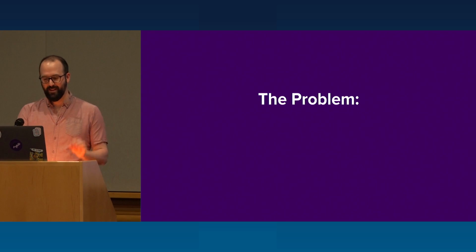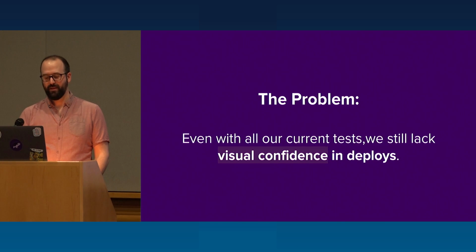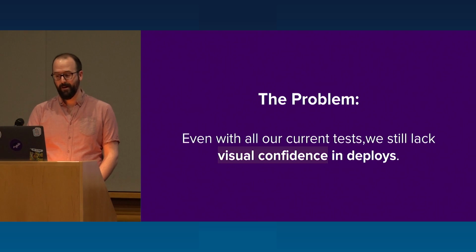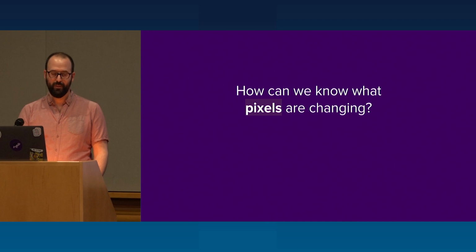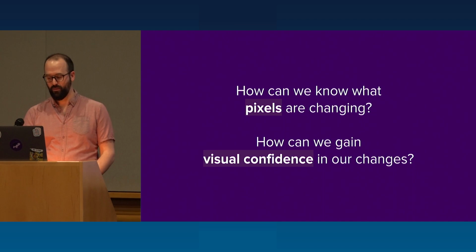So the problem fundamentally, I like boiling it down to this, is that pixels are changing, but we only test what's underneath those pixels, right? We're only testing the abstractions underneath the pixels, not the pixels themselves. And if you take that one step further, even with all of our current testing strategies and methodologies, we still lack visual confidence in our deploys. So how can we know what pixels are changing, and how can we get this visual confidence in the changes that we're making?